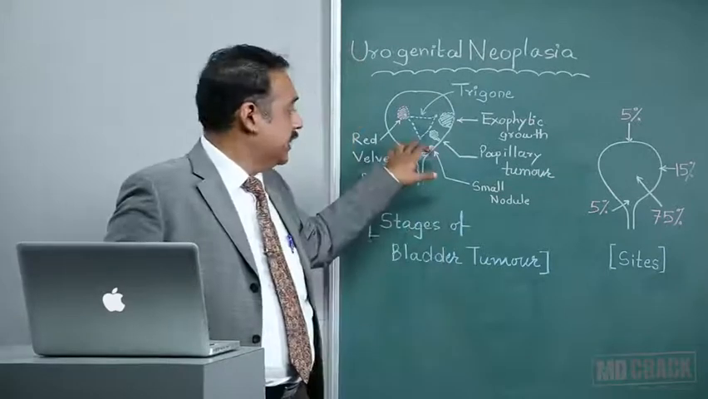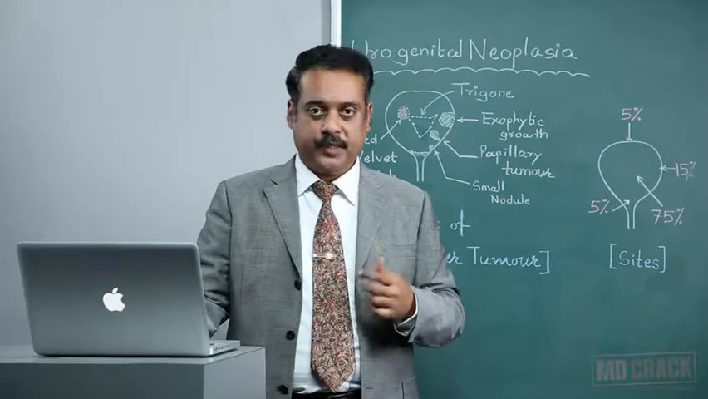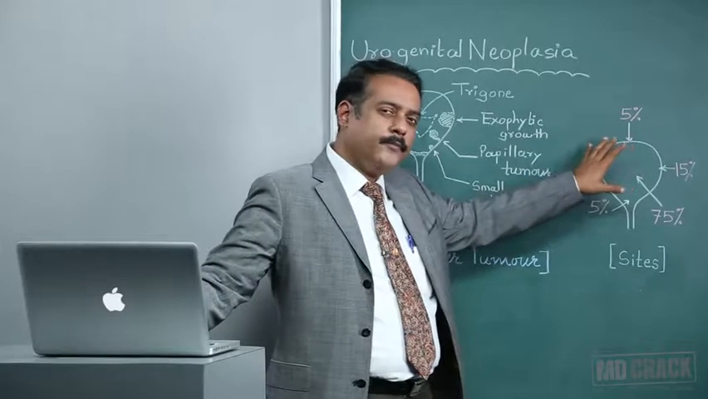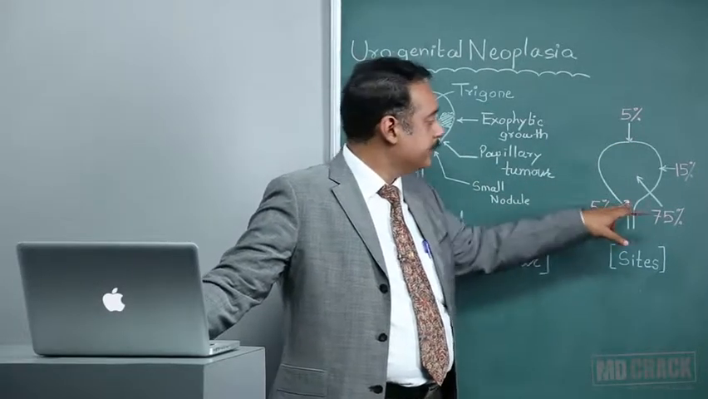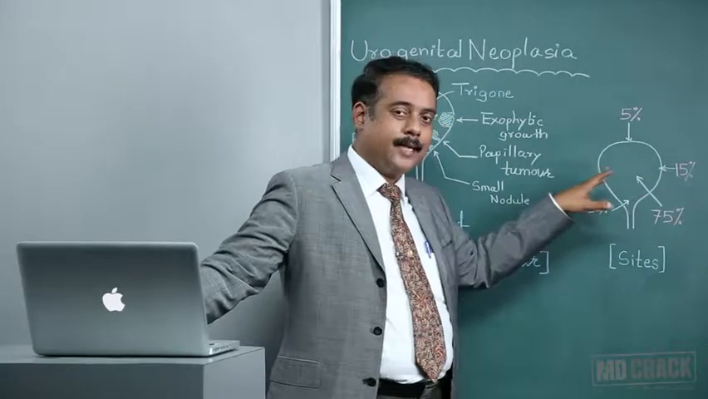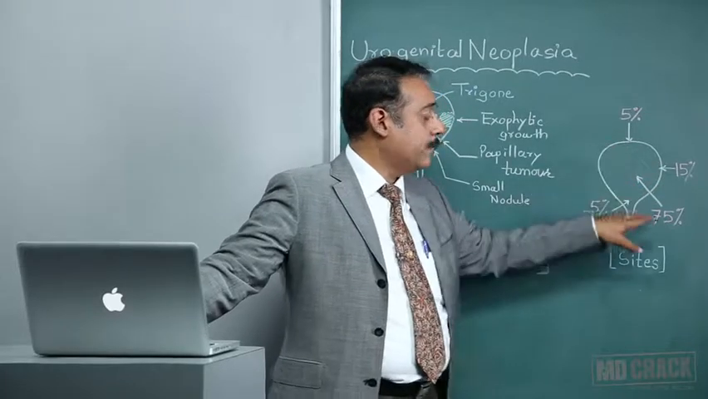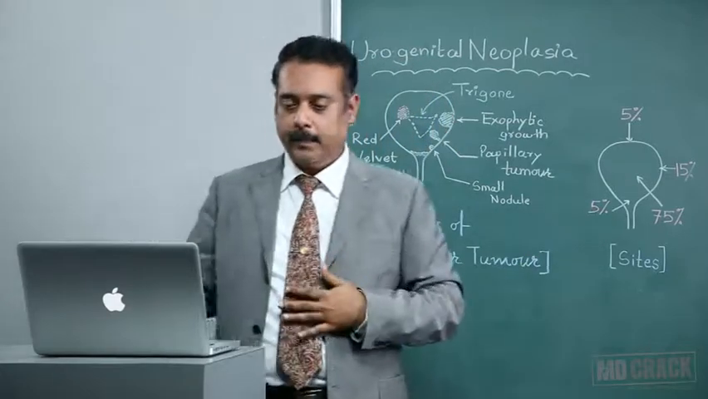When the trigone is invaded by the tumor cells, we will have irritative symptoms of frequency and urgency, sometimes chronic renal failure. Typically, the sites involved for the tumor have been shown in a small simple diagram. The dome of the bladder will have only 5% infiltration. Bladder neck will show 5%. Lateral walls on either side can have up to 15%, and posterior wall will bear up to 75% of the tumor. So this simple diagram one needs to remember.